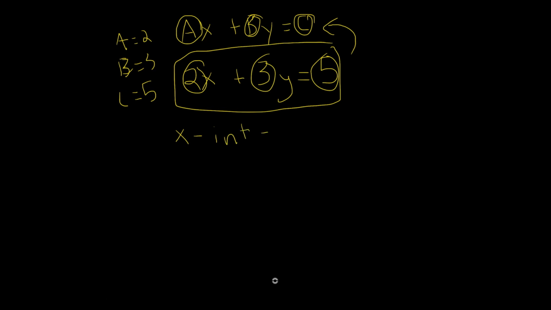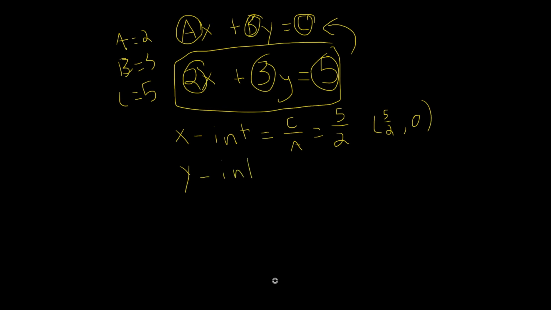Well, our x-intercept is equal to C over A. Well, what is C? C, as we already stated, is 5, and A is 2. So our point for our x-intercept is 5 over 2, comma, 0.